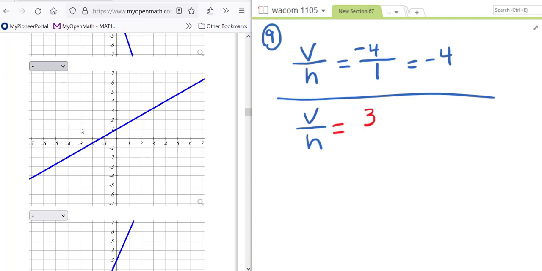Now I'm going to go to the right. 1, 2, 3, 4. To the right is positive. So that slope is 3/4. For every 3 you go up, you go over 4.